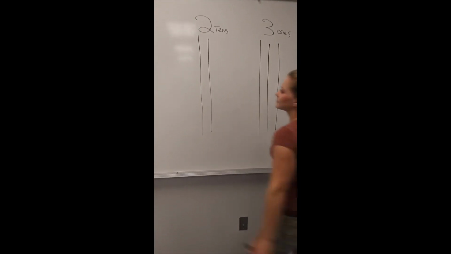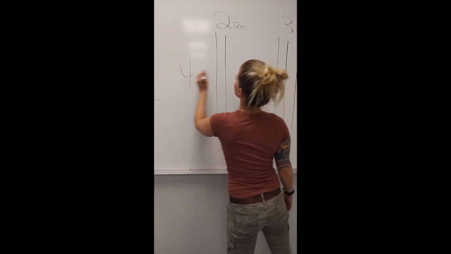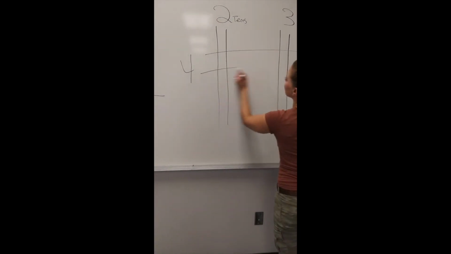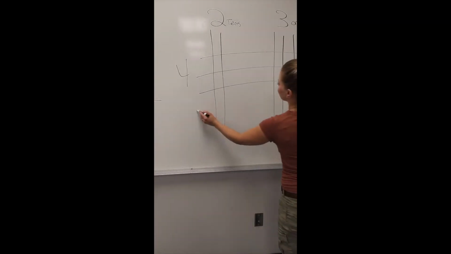Next, we will draw our second factor, the 4. These 4 lines represent 4 1s.